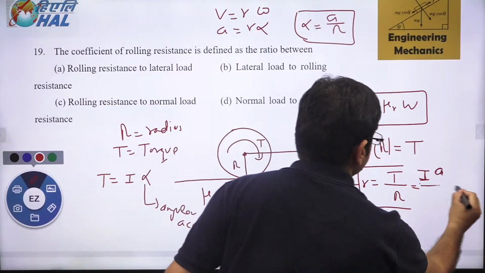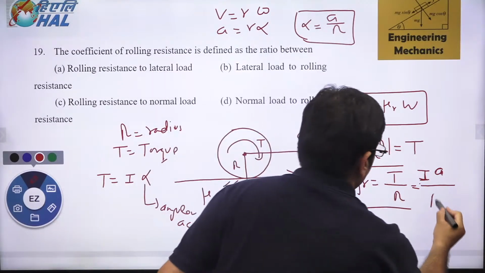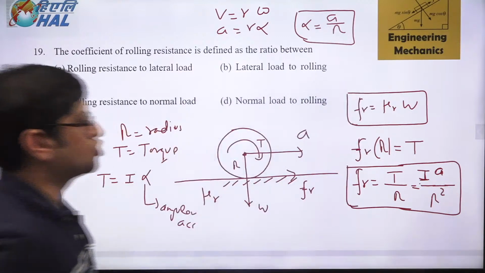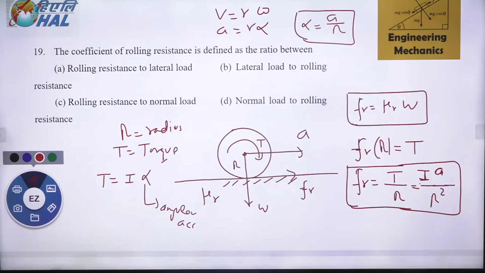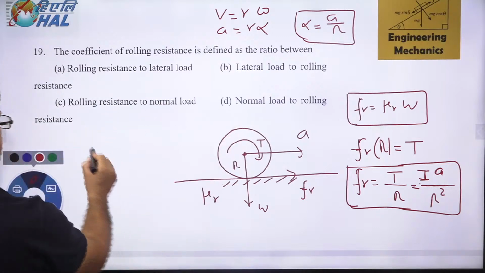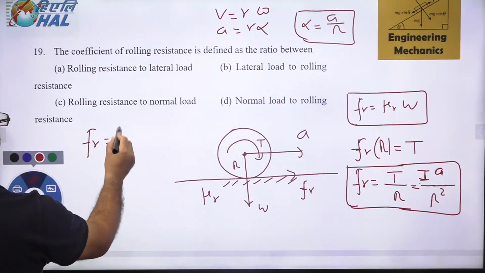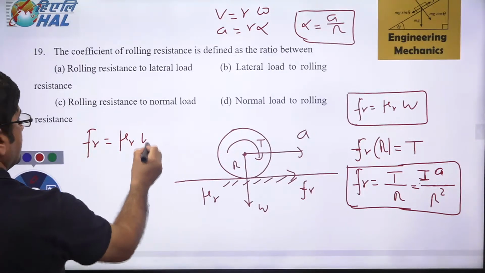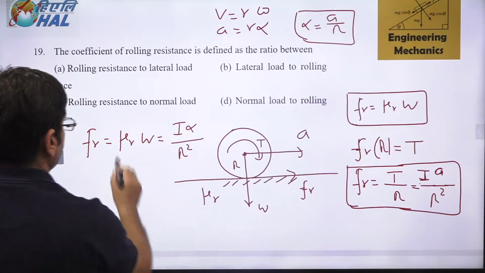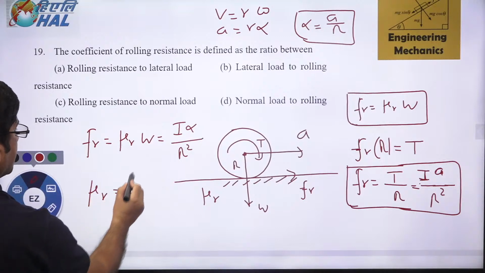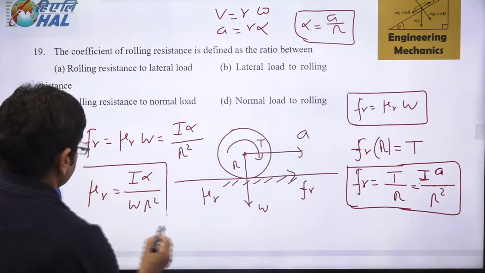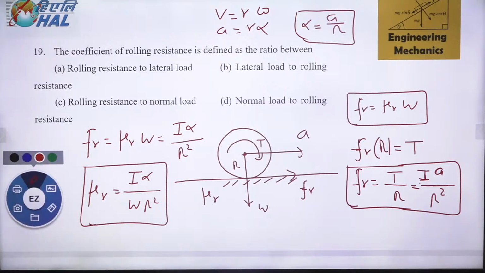Now alpha is A over R. So I A over R square, that is what we are getting. So rolling friction is I A over R square. Now note down carefully that rolling friction is equal to the coefficient of rolling friction into W, which is I into A over R square. So what is the coefficient of rolling friction? I A over W R square. This is the expression which we are getting.